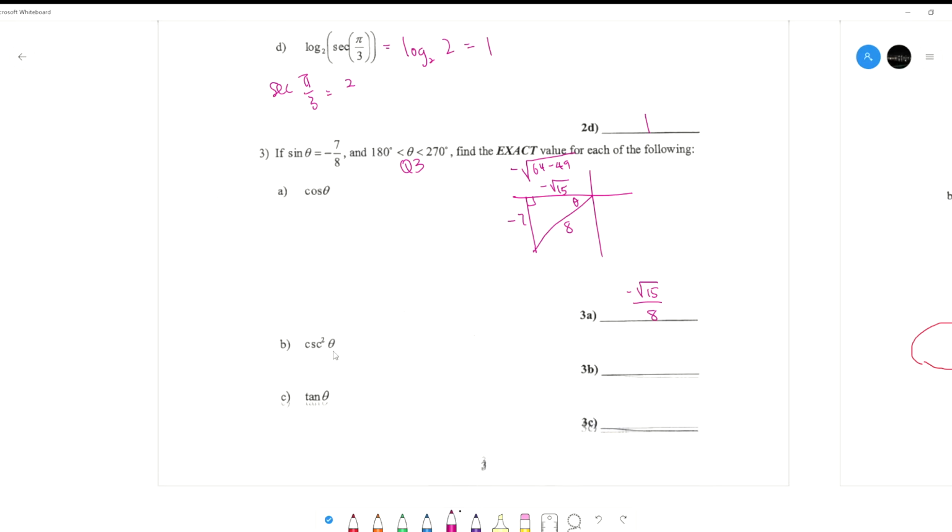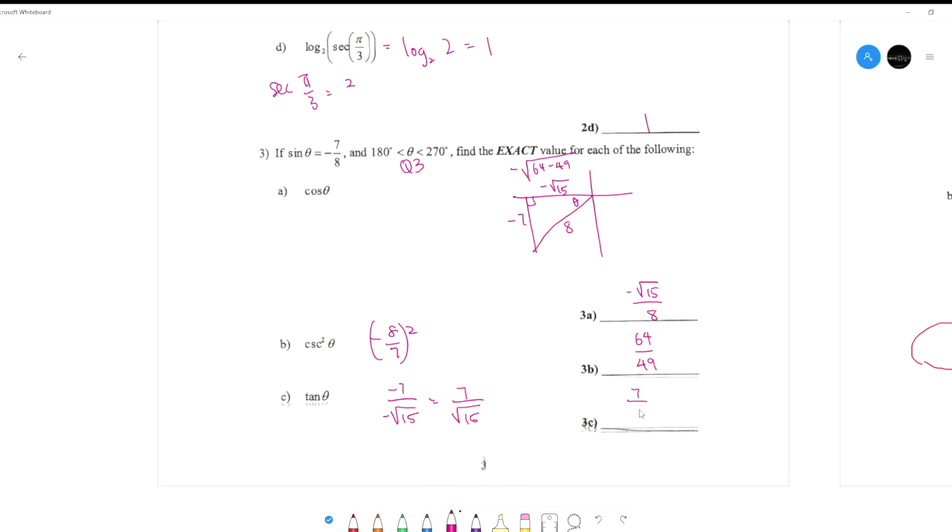Cosecant squared. Notice they're not asking for cosecant. They're asking for cosecant squared. So that one is just the reciprocal of sine and then square it. So it's negative 8 over 7 squared, which is 64 over 49. And then tan theta is opposite over adjacent, which is 7 over radical 15.